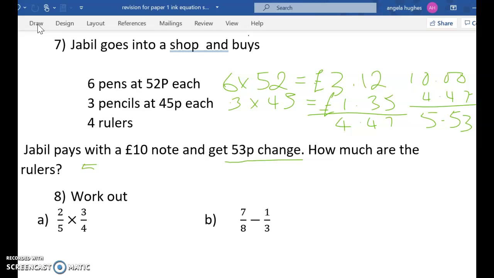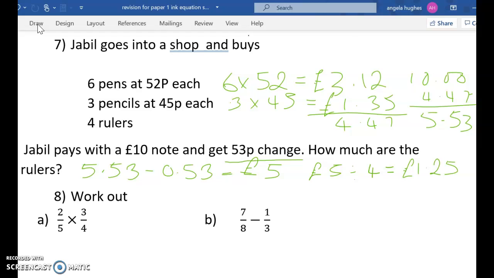So I know that what's left over, the £5.53, I need to take off the 53p, which leaves me with £5. So £5 was spent on rulers. Yeah. So now I'm going to do £5 divided by 4. So you can use your bus stop like we did before, and you end up with each ruler is £1.25. Yeah. Okay, so please try and do that. Yeah. Using the bus stop method to check it.